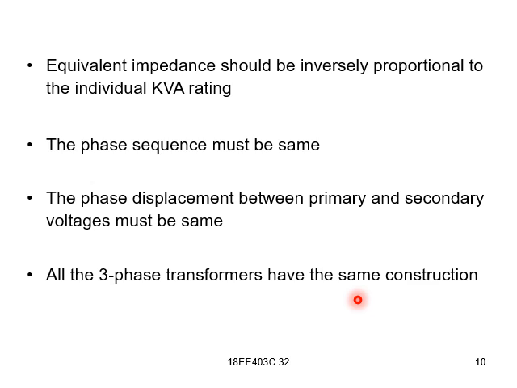That means we have three kinds of connections: core type, shell type, and berry type. If the two transformers are connected in parallel, the two transformers should have the same type of construction. That means a core type transformer can be paralleled with a core type only, and a shell type transformer can be paralleled with a shell type only, and a berry type transformer can be connected in parallel with a berry type only. A core type cannot be connected in parallel with shell type or berry type or something else.